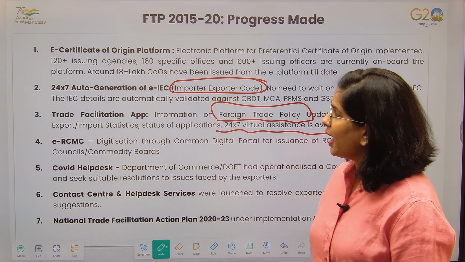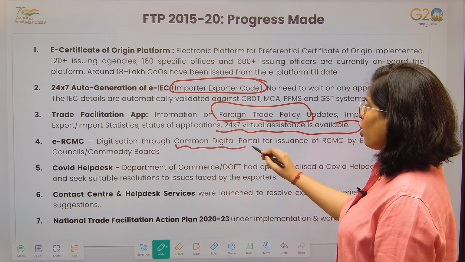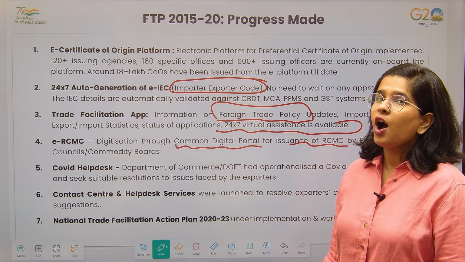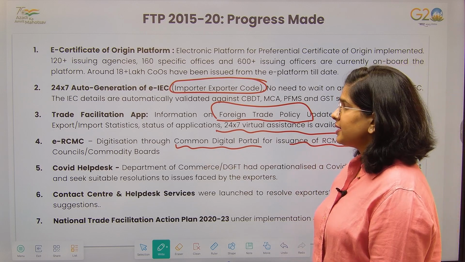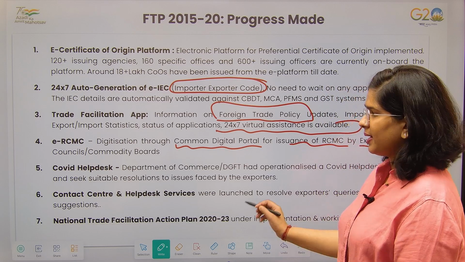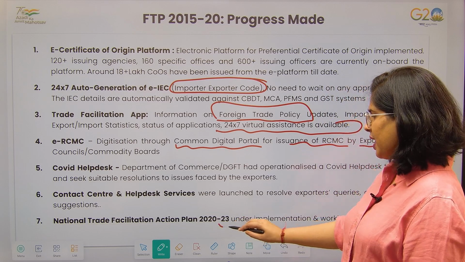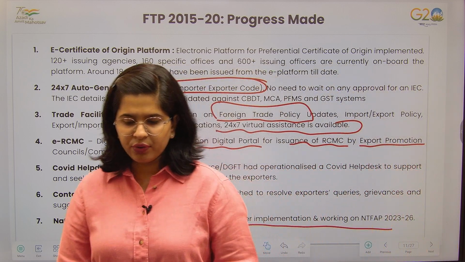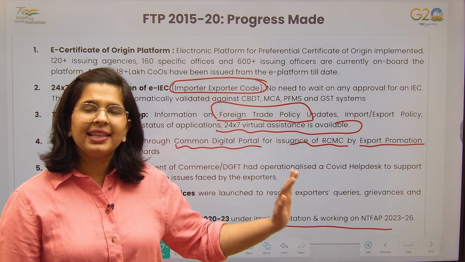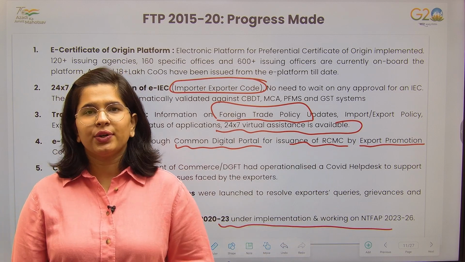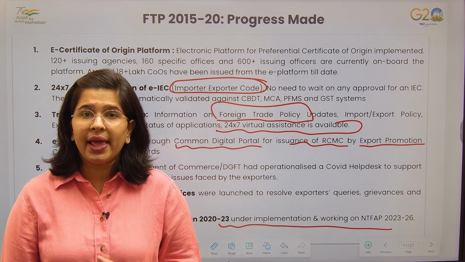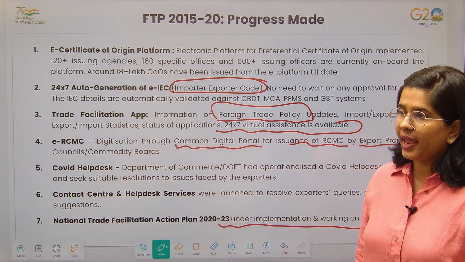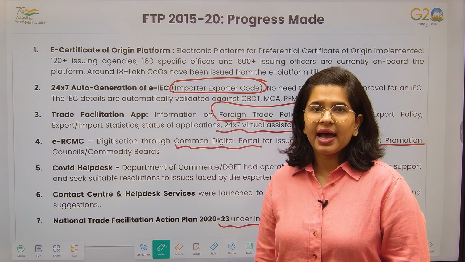have. Correct? e-RCMC is digitization through a common digital portal for the issue of RCMC by the export promotion councils or the commodity boards. Next is the COVID help desk, contact center help desk services and the National Trade Facilitation Action Plan under implementation. So these are all generic things that we do not have to know much in detail in the highlights, because anyways we are going to discuss them when we discuss the whole FTP document. The focus of this particular highlight is on what changes the government has brought in.